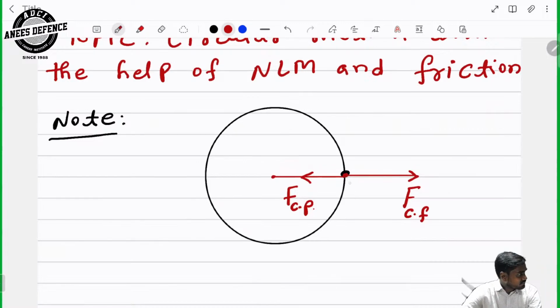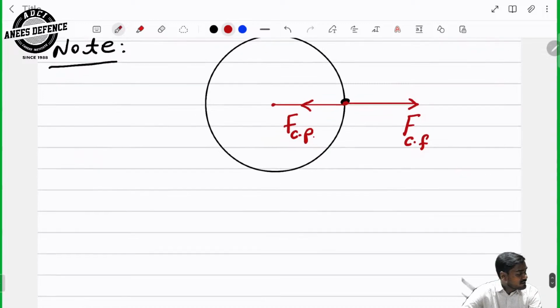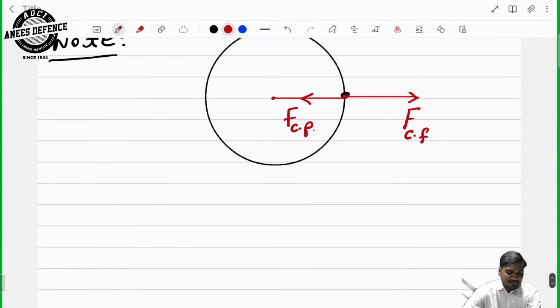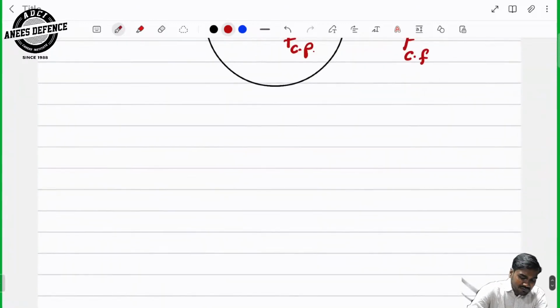there are two quantities we have to learn. One is linear quantity, another one is angular quantity. So there is a relation between linear and angular.